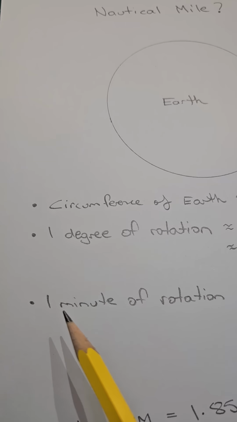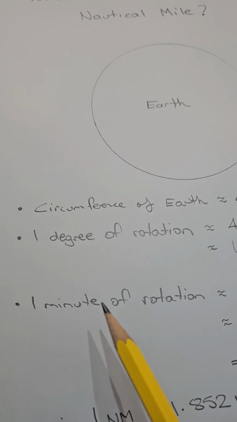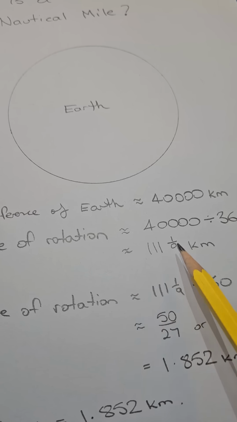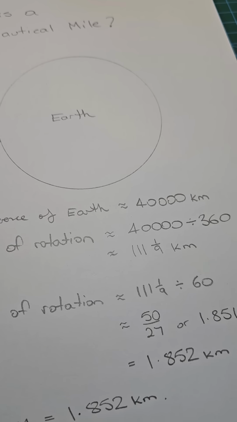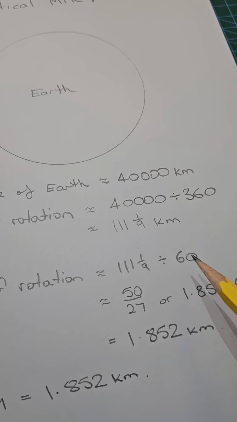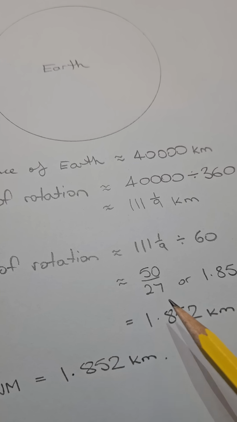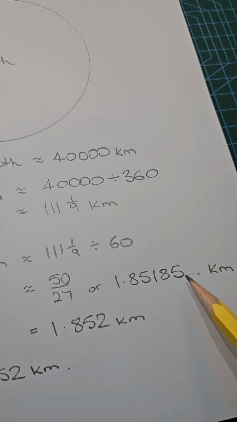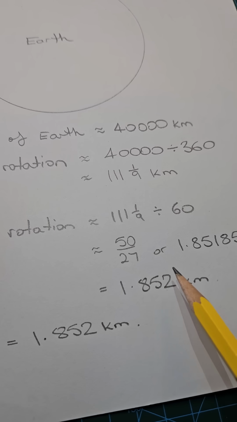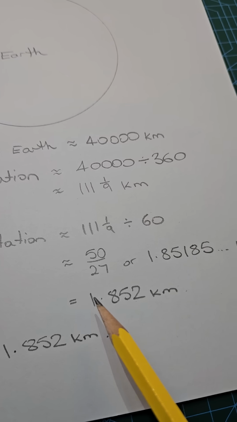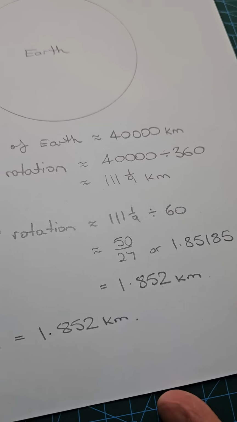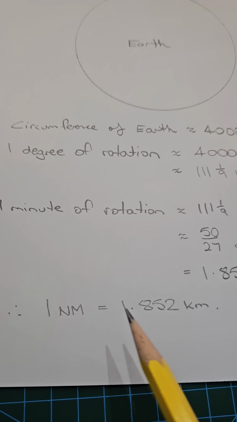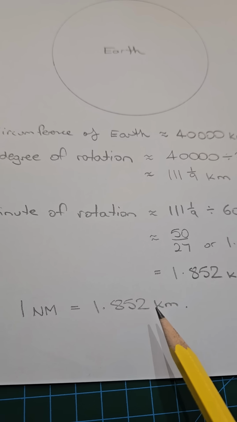Now, every degree can be split up into 60 minutes. So for 1 minute of rotation, we take what we just worked out here, which is the distance travelled through 1 degree, dividing that by 60 again, and we get 50 over 27, which is approximately 1.85185 kilometres. Now, rounding that to 3 decimal places, we get 1.852 kilometres. And that is the definition of a nautical mile. 1 nautical mile is equal to 1.852 kilometres.